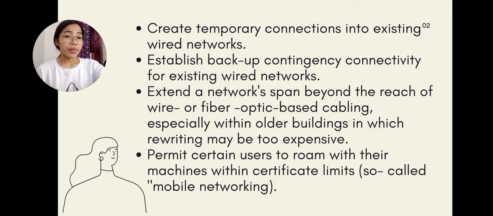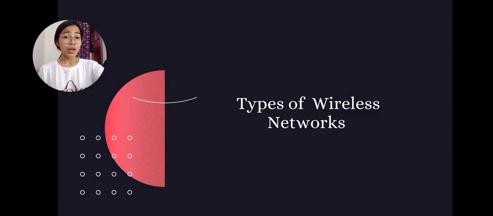Create temporary connections into existing wired networks, establish backup contingency connectivity for existing wired networks, extend a network span beyond the reach of wire or fiber optic based cabling, especially within older buildings in which rewiring may be too expensive. And the last one is to permit certain users to roam with their machines within certain limits, so-called mobile networking. So there are types of wireless networks.